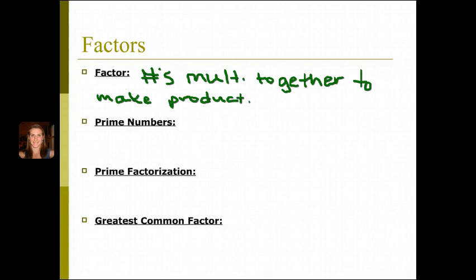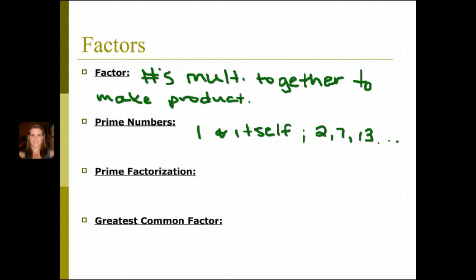Prime numbers are numbers that only have factors of 1 and itself. Examples would be 2, 7, 13, etc.